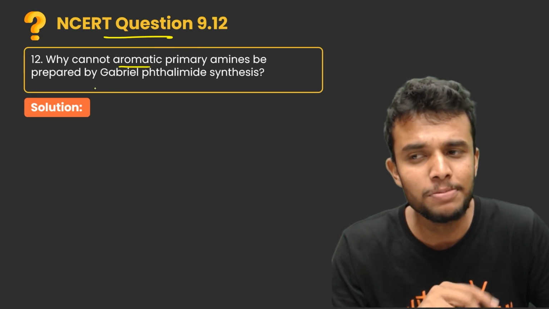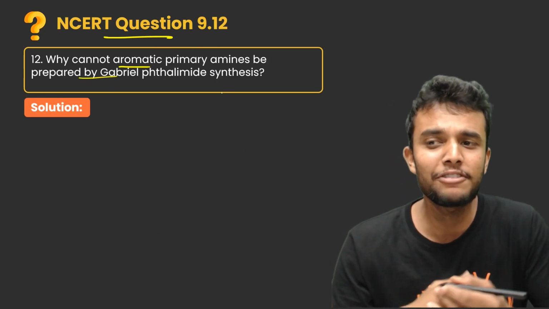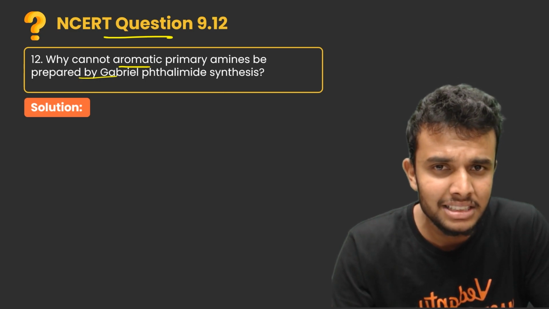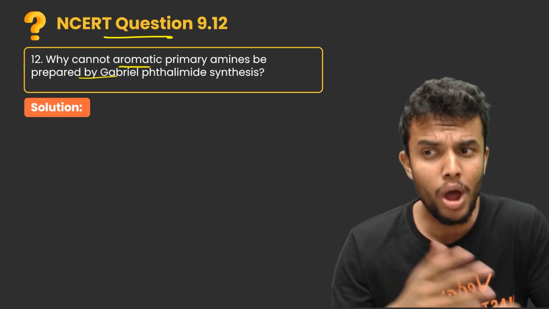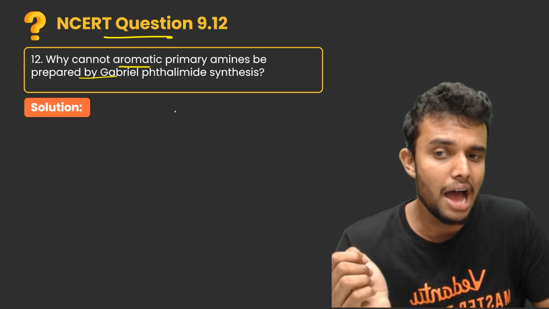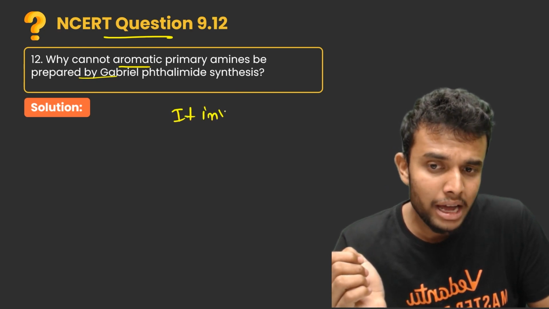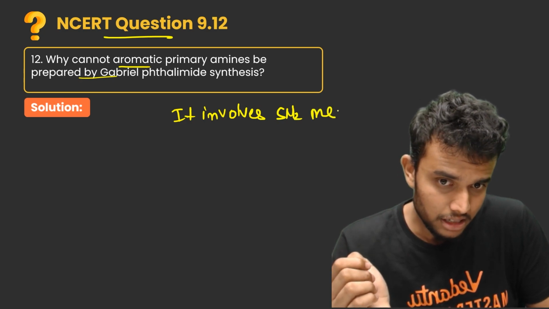Why cannot aromatic primary amines be prepared by Gabriel phthalimide synthesis? We are already familiar with Gabriel phthalimide synthesis. We cannot prepare aromatic amines; we prepare aliphatic ones. Why not aromatic? Because Gabriel phthalimide synthesis involves the SN2 mechanism, right?